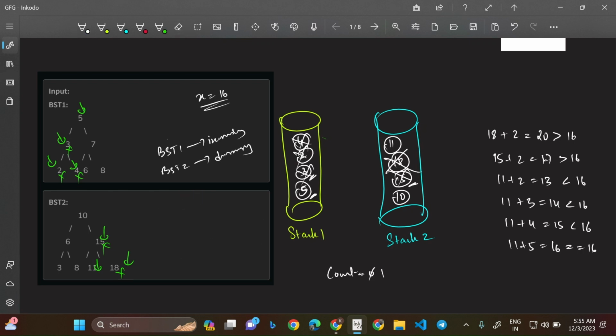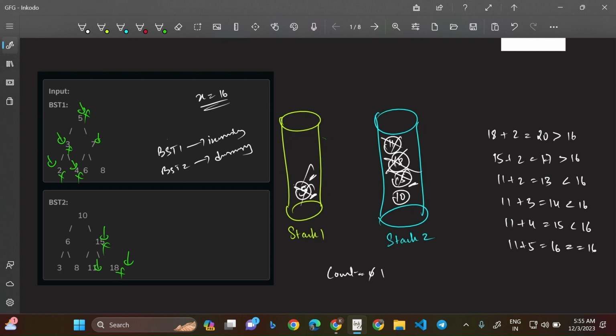Okay, so once we have got this particular thing, we'll pop this out. Okay, we'll just add the new element. We'll pop this out and we'll add the new elements. 11 and 5 are popped. What is the new element that you're going to add? So you'll be adding, what's the new element that's next to the right side of 5? So that is 7. So you'll be adding 7.